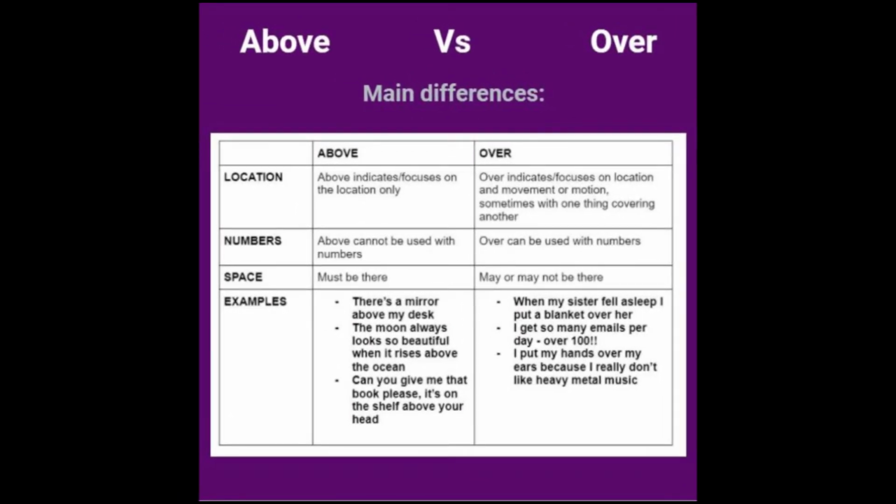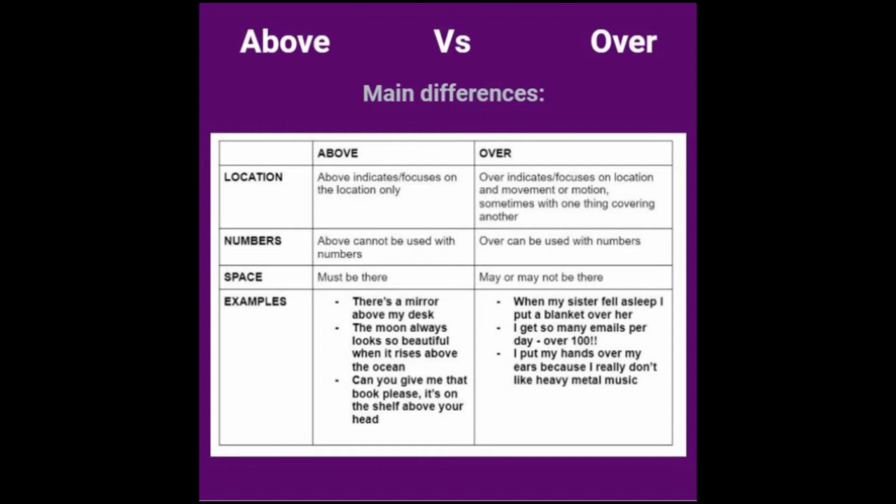So, when we use above, we are focusing on the location, and the location can be either directly above, to the left, or to the right. Also, there must be space in between. So for example, there's a mirror above my desk. My desk is at one point, there is space, and then there is a mirror.